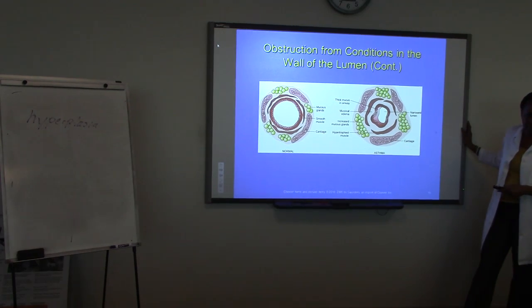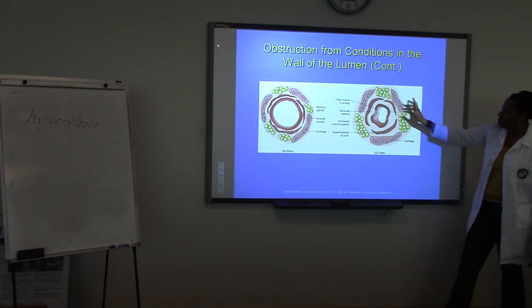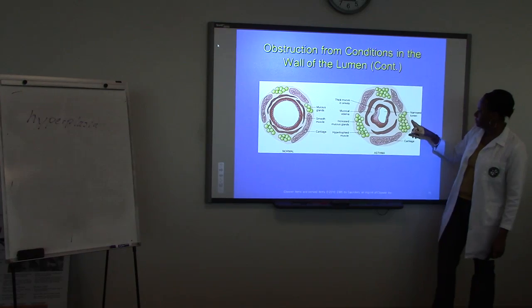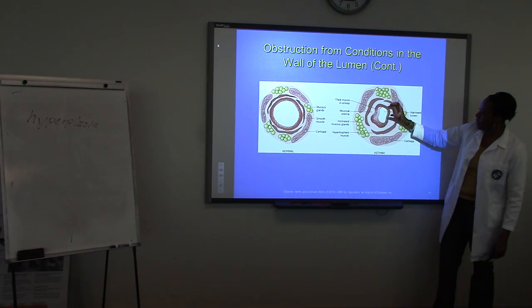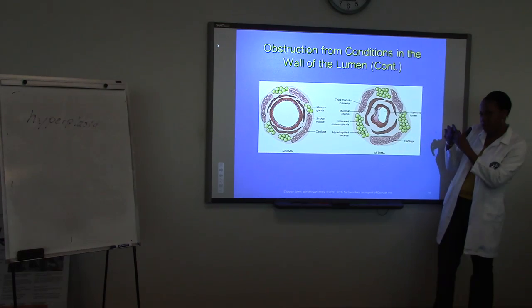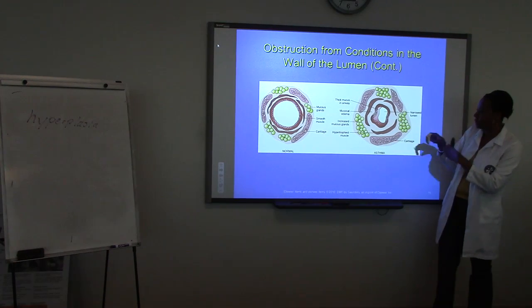I think you guys have this in PowerPoint. And so it's showing you normal. Here's the lumen narrowed. It's narrow. Why? Because it's going into that bronchoconstriction. It's going into that constriction.